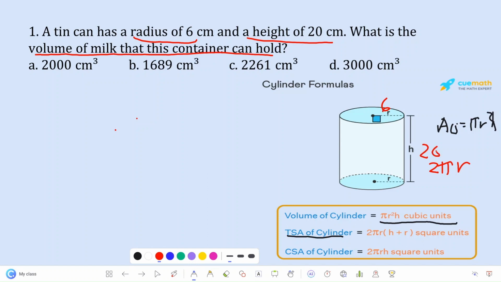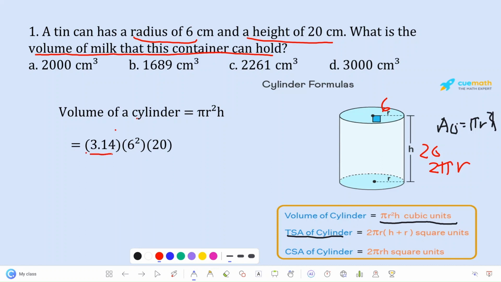So, ano ba ang formula ng volume of a cylinder? Ang volume of a cylinder may formula pi r squared h. Ngayon, i-substitute na lang natin kasi constant naman ang pi. So, we will have here 3.14, which is the pi. Tapos, ang 6, na radius niya, is squared. And then, ang height niya. And if we're going to multiply this, we are going to get 2260.8 cubic centimeters, or approximately 2261 cubic centimeters. So, ang answer po nito ay corresponding to letter C.